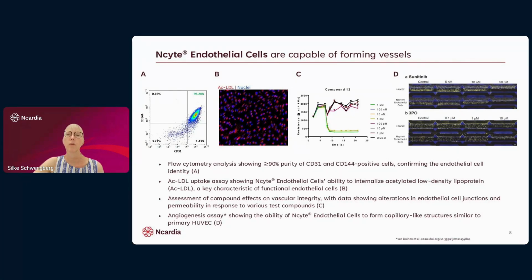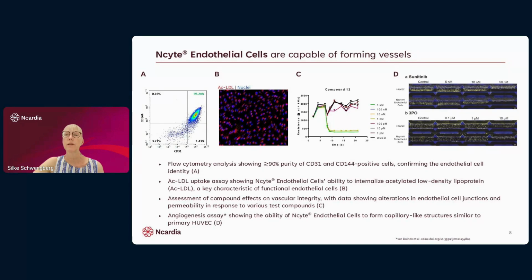I'm not sure how well you can see it, but nearly every single cell with a blue nuclear staining also has the red staining for the acetylated LDL. What we also did was test these cells in a classic endothelial barrier assay. So this is a TER measurement, in this case an endothelial, not epithelial, electrical resistance assay.